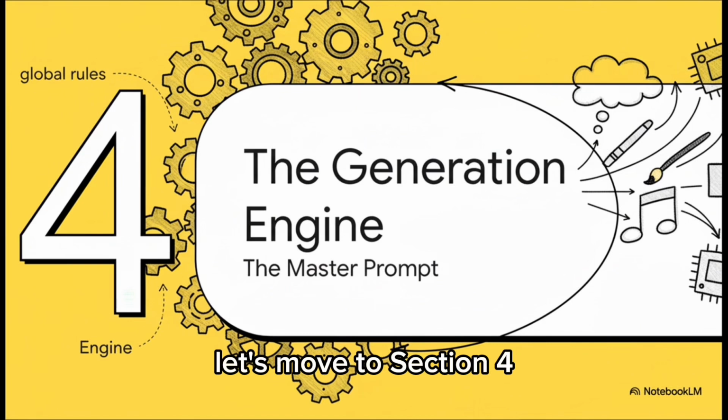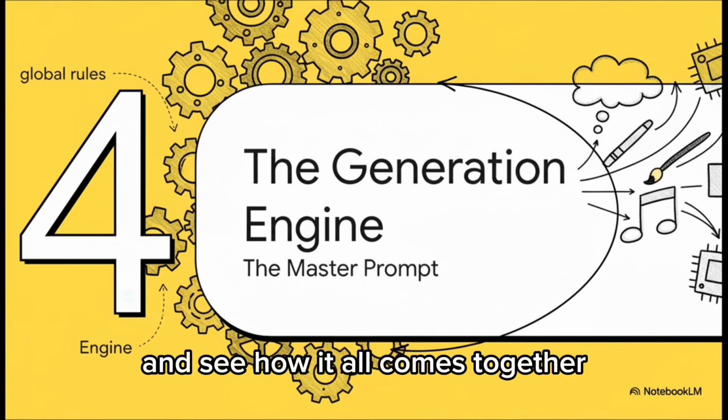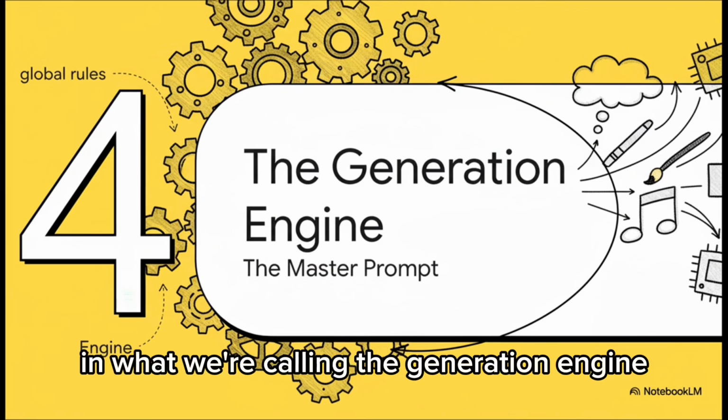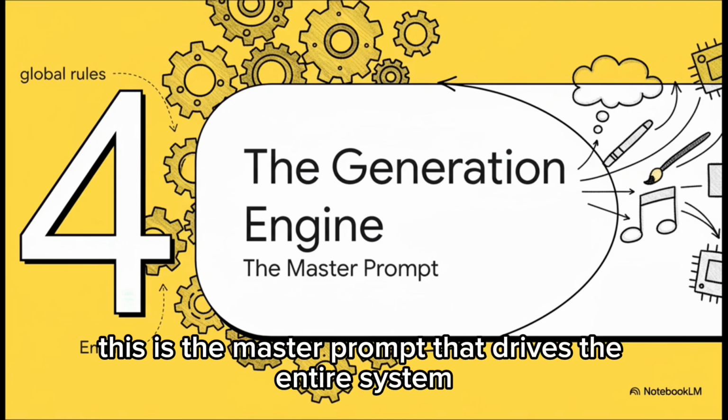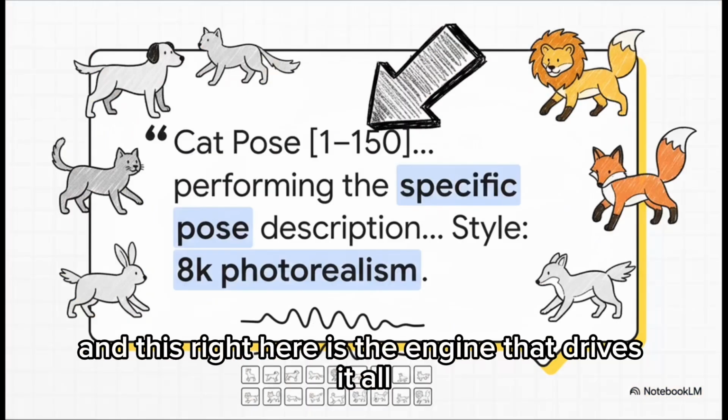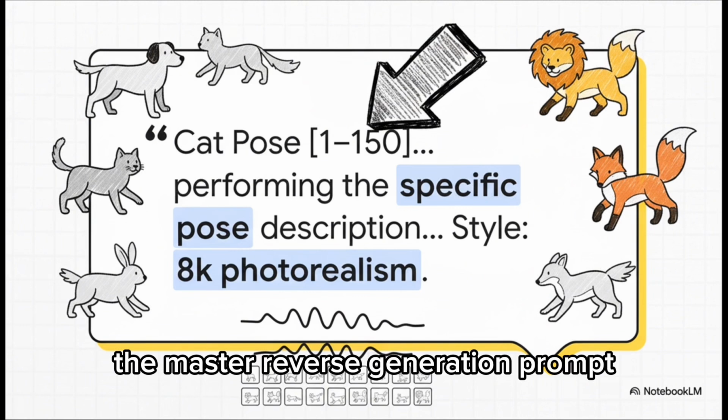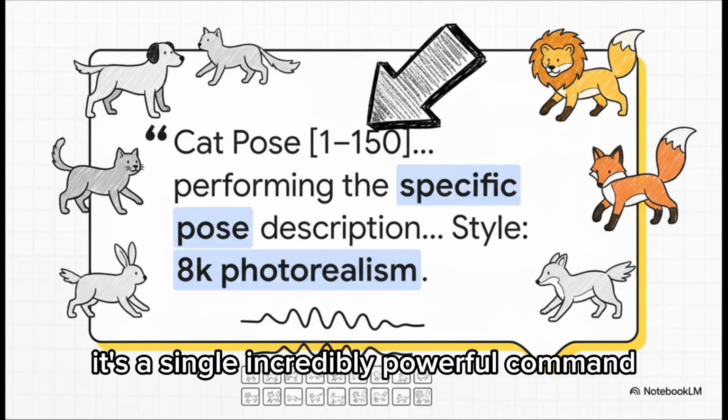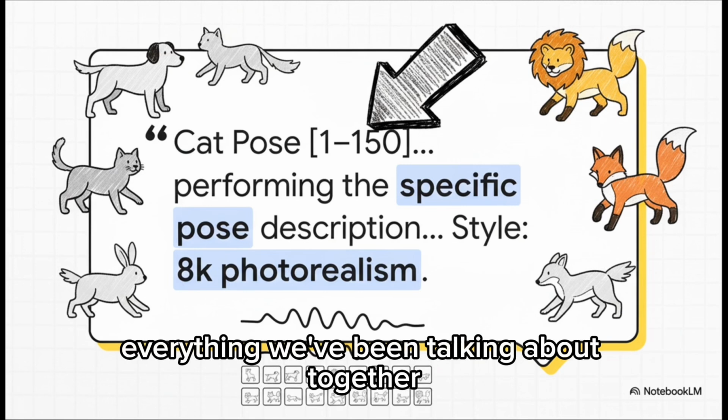Okay, so we've got our global rules, we've got our behavioral blueprints. Let's move to section 4 and see how it all comes together in what we're calling the generation engine. This is the master prompt that drives the entire system. And this right here is the engine that drives it all, the master reverse generation prompt. It's a single, incredibly powerful command that pulls everything we've been talking about together.